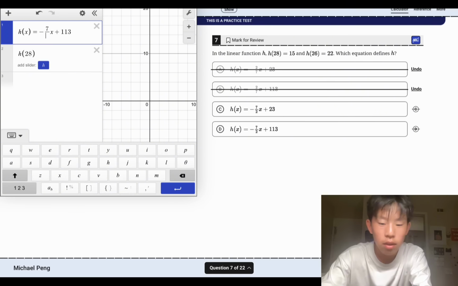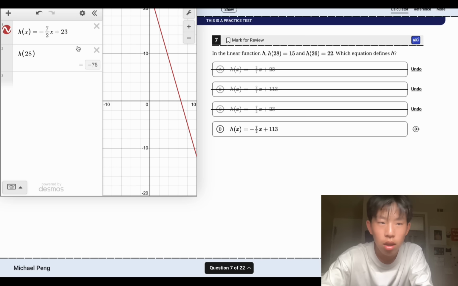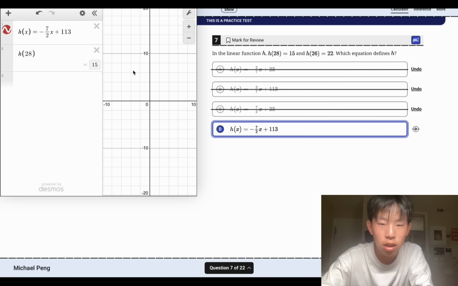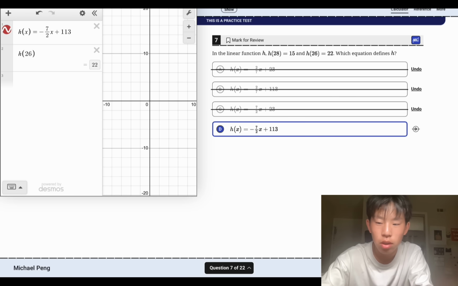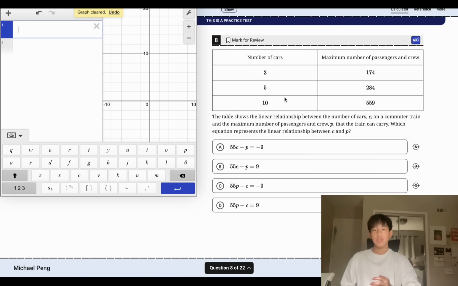So this one is negative 7 over 2x plus 23. So what's h of 28? Is it 15? Nope. What about plus 113? Is h of 28 15? It is. And what about h of 26? Does it equal 22? It does. So click next. Okay, and then now is the next question.